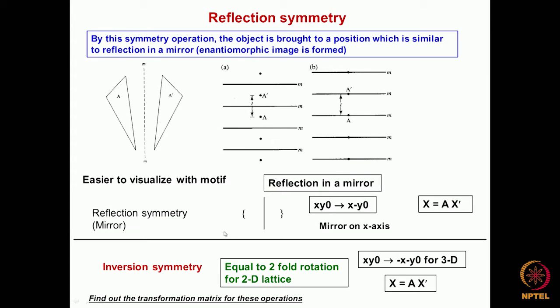How can we represent this mirror symmetry? This is essentially trying to understand qualitatively how a mirror symmetry is generated.